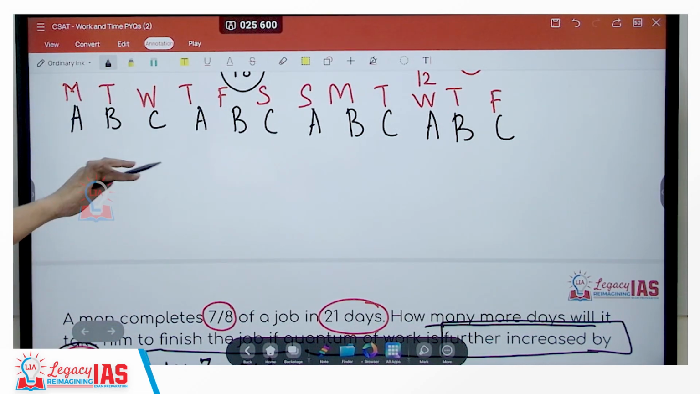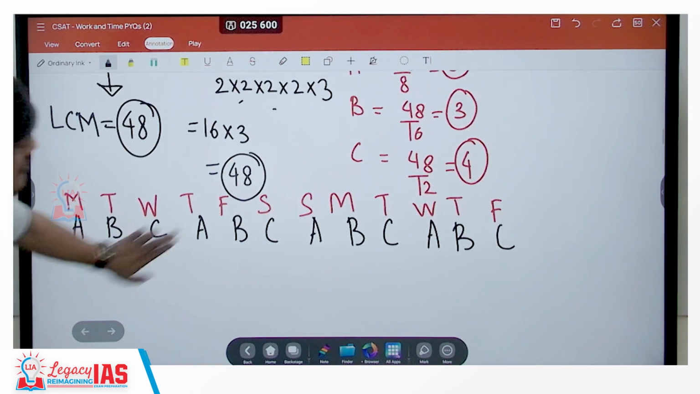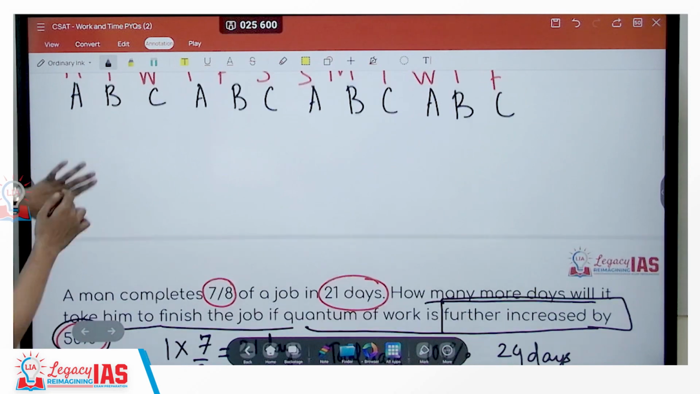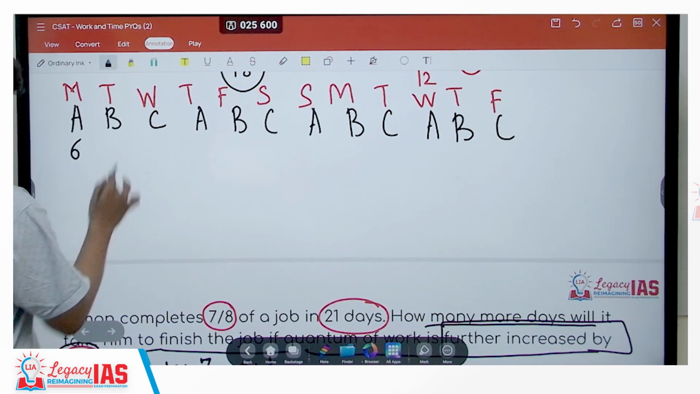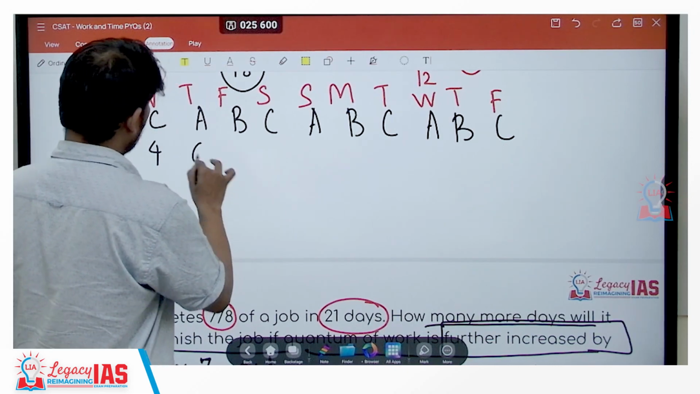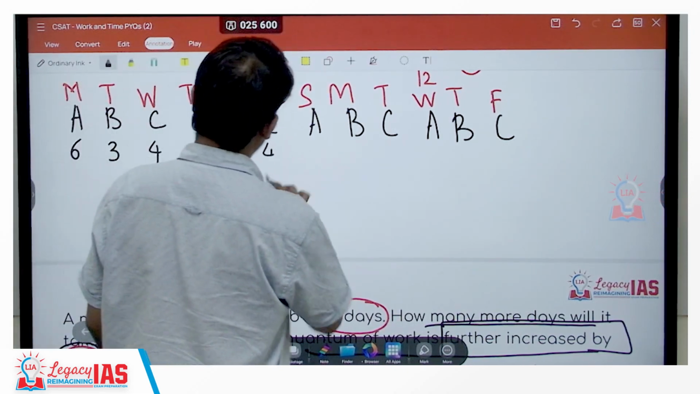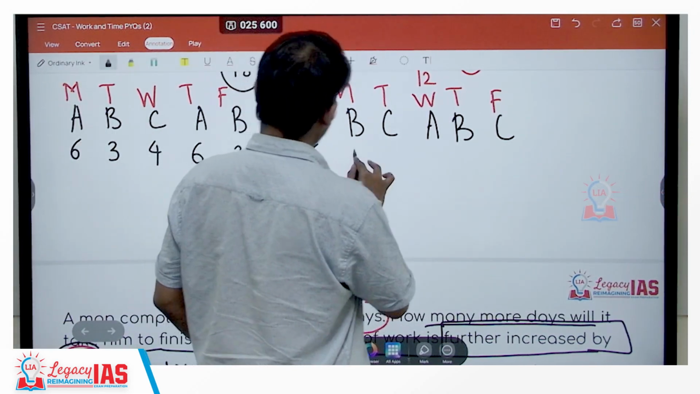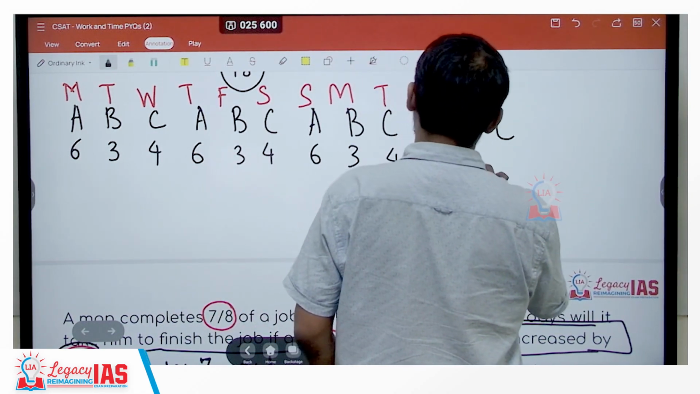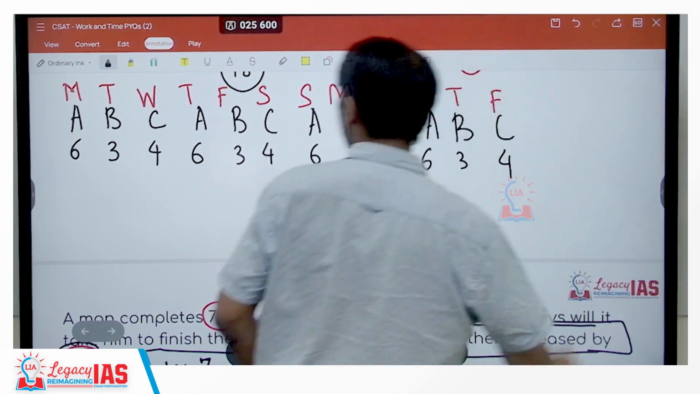So on the first day, A does how much work in 1 day? 6 units, B 3 and C 4. So 6, then B does 3, C does 4. Then A does 6, B does 3, C does 4. Then A does 6, B does 3, C does 4. Then here also A does 6, B does 3, C does 4.